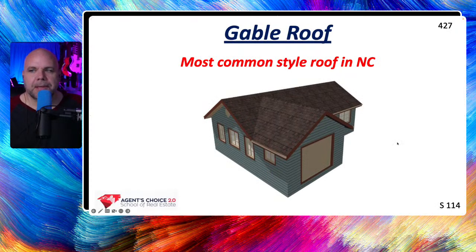Looks like this. Your classic cracker box, I'll call it a cracker box style ranch. This has a garage coming off the front. So it has 3 gable ends, 2 on each side of the house and 1 on the front there at the garage.